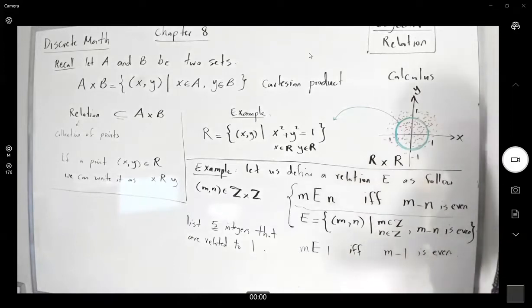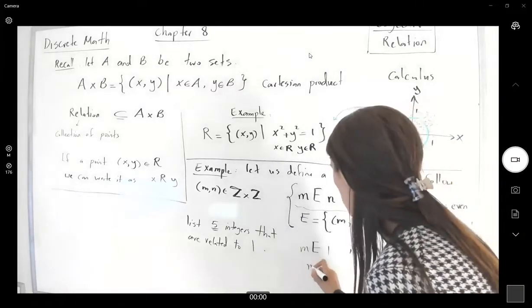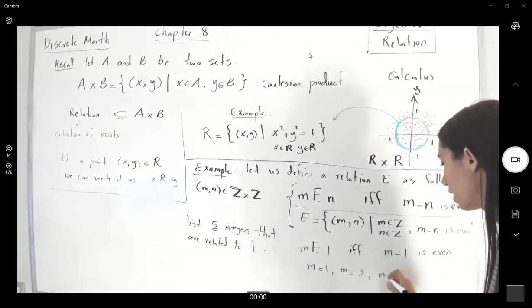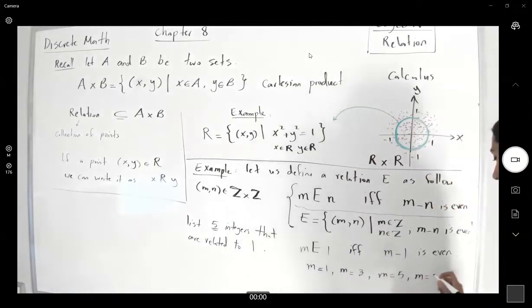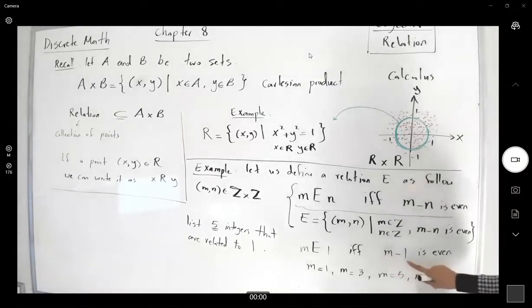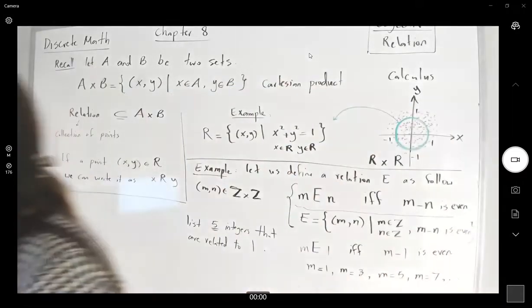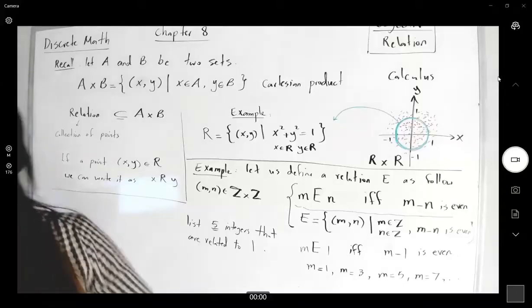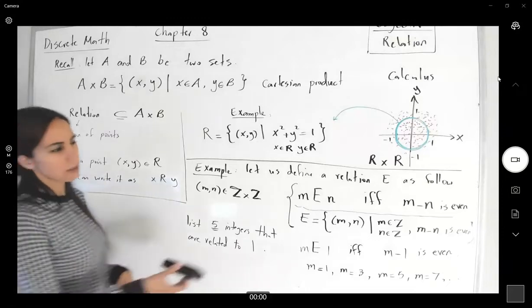The very first one, m equals 1. M can be 3, M can be 5, M can be 7, and so on. So you can choose odd numbers. Odd minus 1 gives you an even integer. There you go.